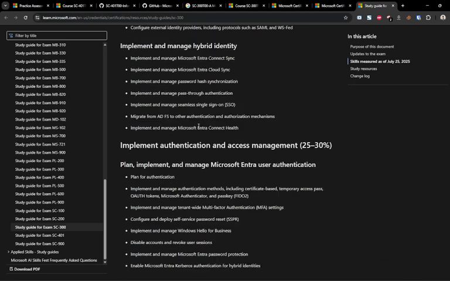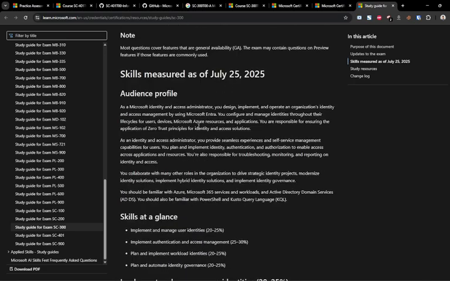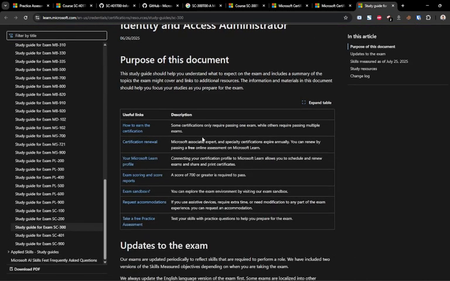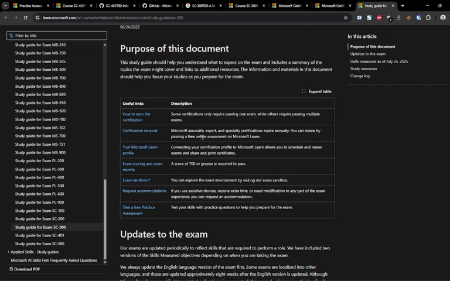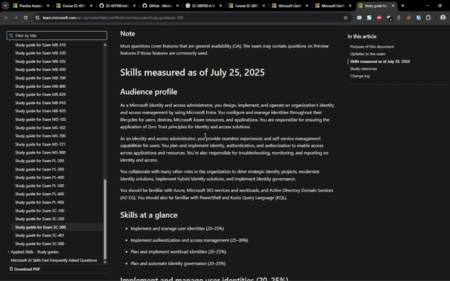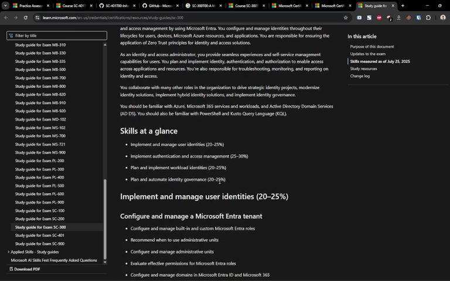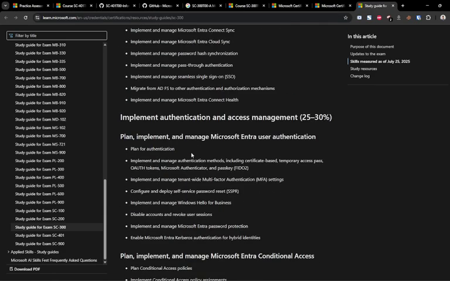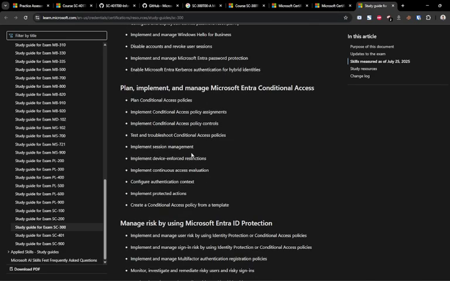If you want to know about the study guide, you can also visit the Microsoft credential certification resource study guide for SC-300. I will share that in my description too. Its last update was July 25, 2025. The guidelines, the passing mark, and everything are put clearly there, so please go through it before attending the exam.